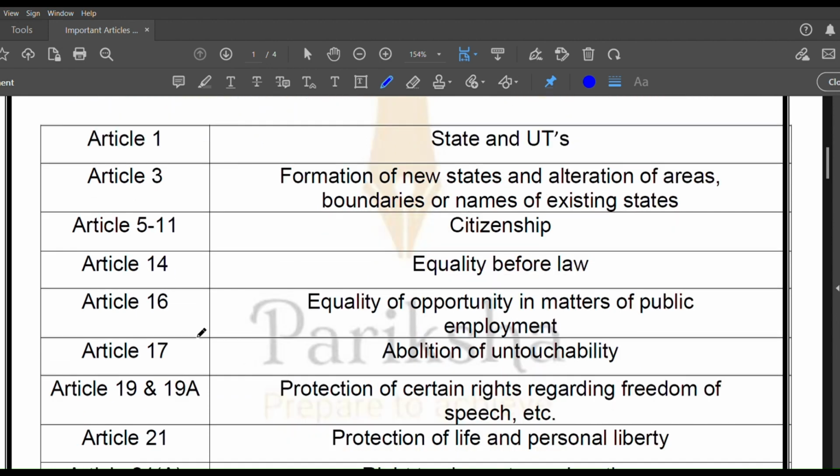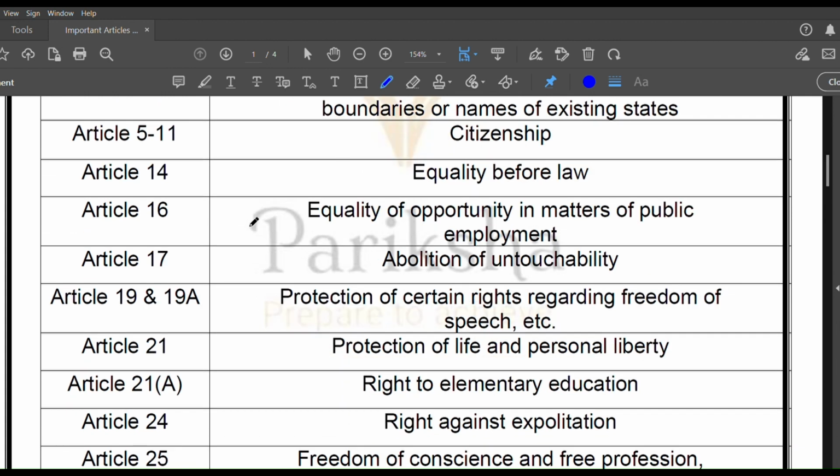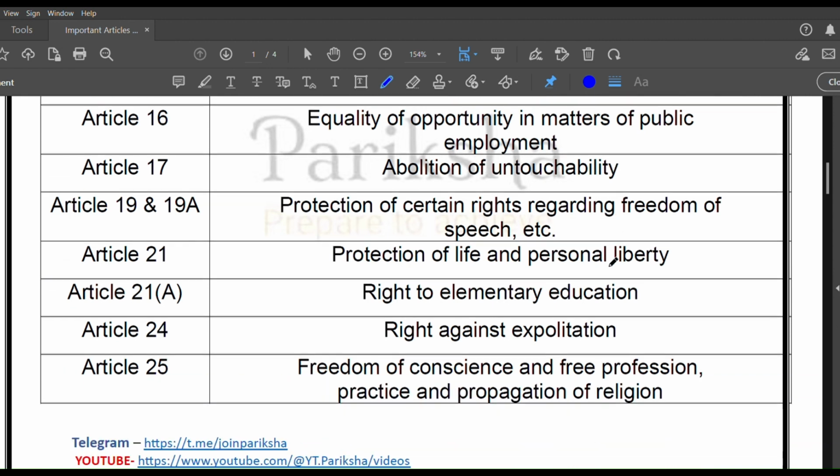Article 14 deals with equality before law. Article 16 talks about equality of opportunity in matters of public employment. Article 17 talks about abolition of untouchability. Article 19 and 19A deal with the protection of certain rights regarding freedom of speech and so on.